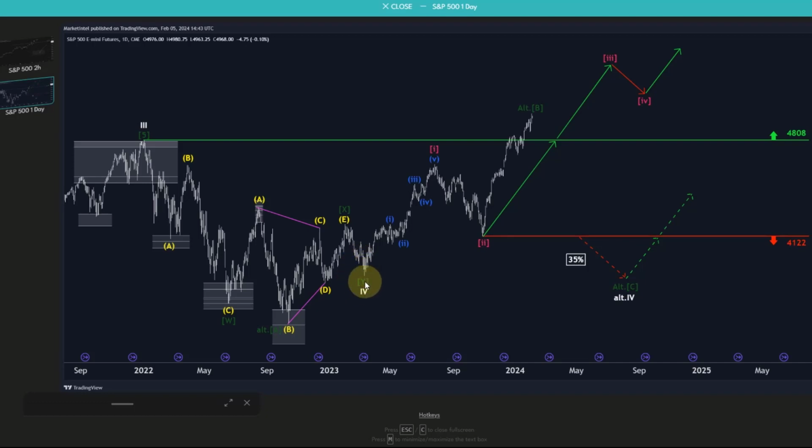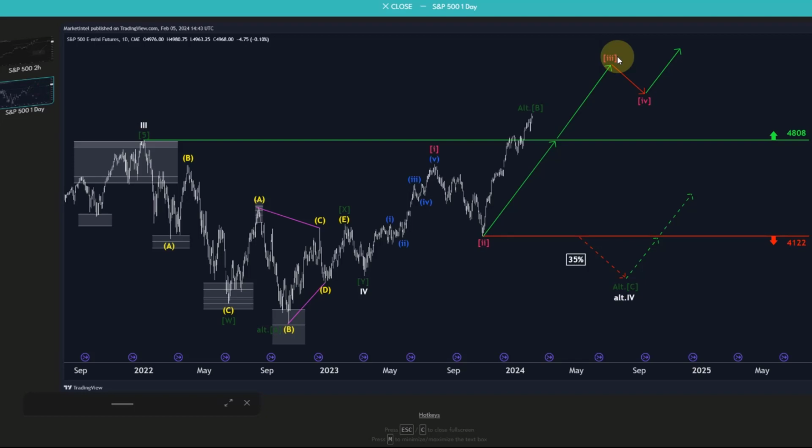Consequently, in our primary scenario, we are now in a fifth wave. And here in magenta, you can see the sub-wave structure of that fifth wave to the upside. And as you can see, we are currently within the third wave. So basically that would be wave 3 of 5. And there is still some room to go. So overall, we are watching for further upside on the S&P 500.